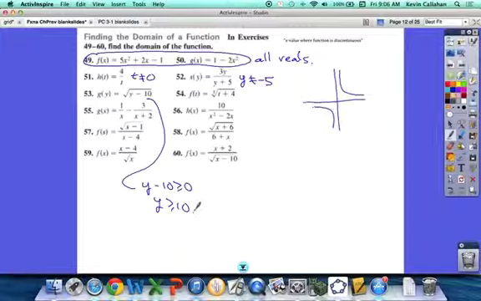This one is a cubed root. Do we have the same issue? Now you can take the cubed root of a negative number. So x, that's all real numbers. Like that, because of this, all reals.